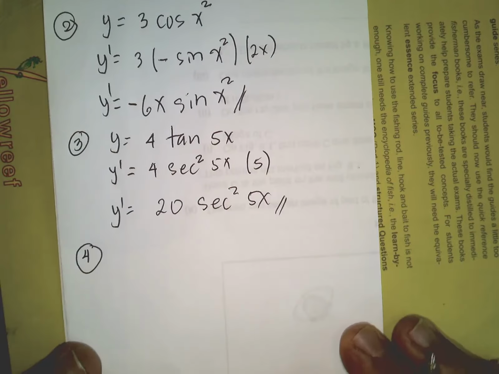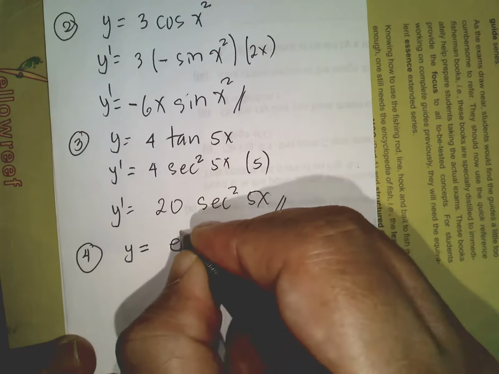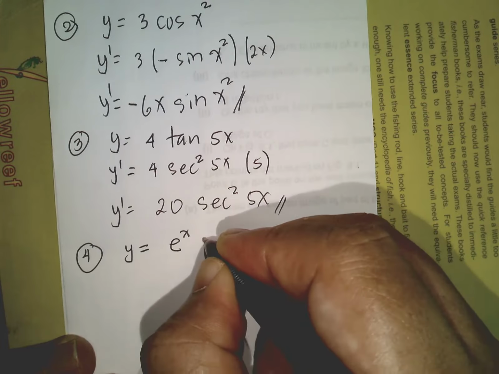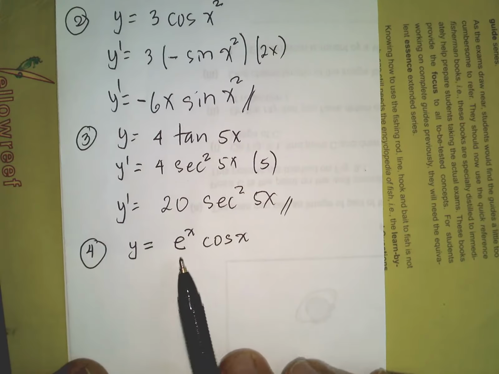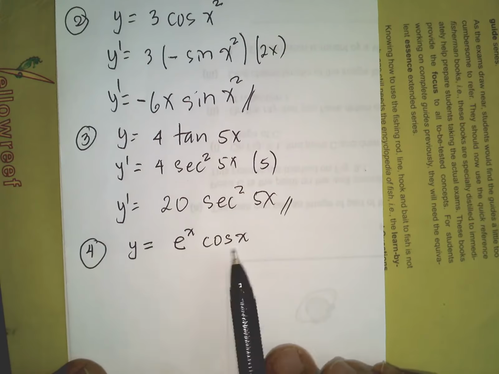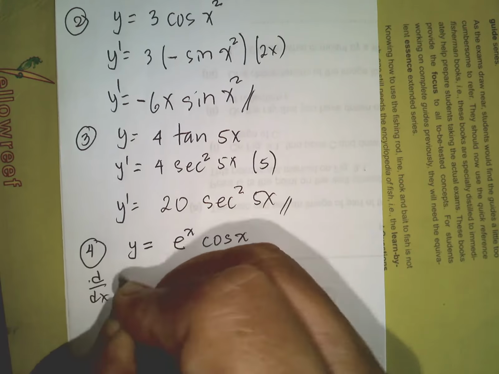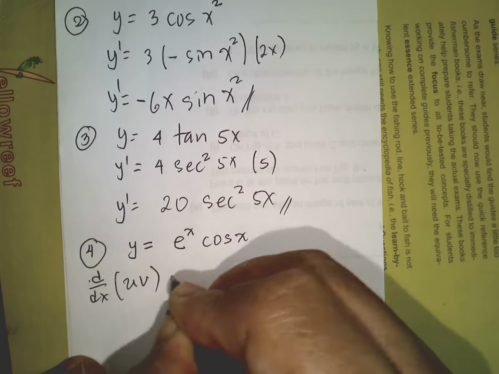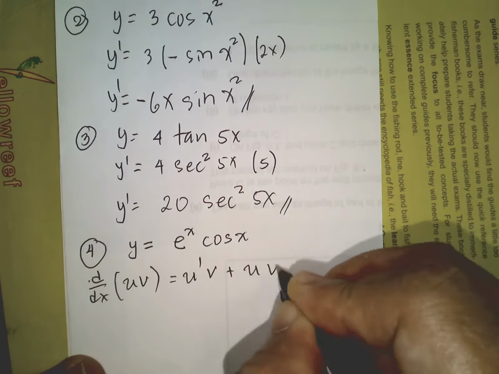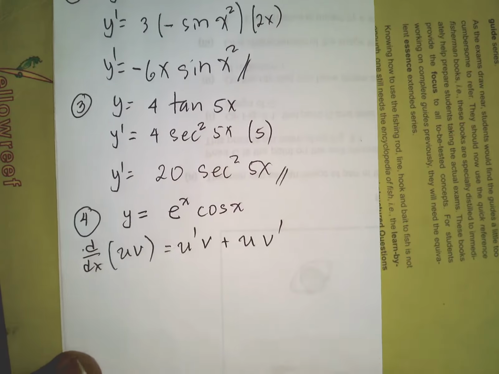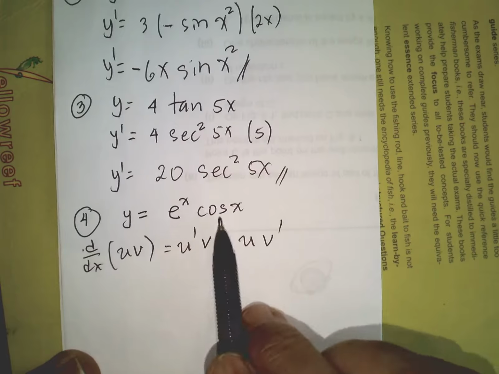Alright. Now let's try to have another example. Suppose I have example number 4 and it says that my y is equal to e to the x cosine of x. In this case, as you can see, this is a product formula. So you need to use the formula: derivative of u times v is u prime times v plus u times v prime. So here our u is e to the x, our v is cosine x.